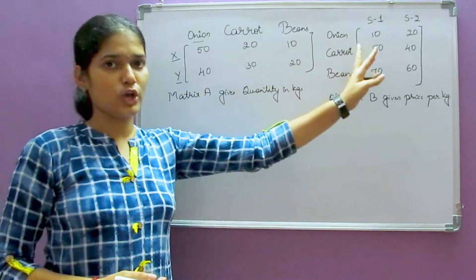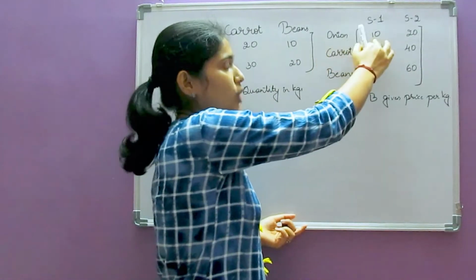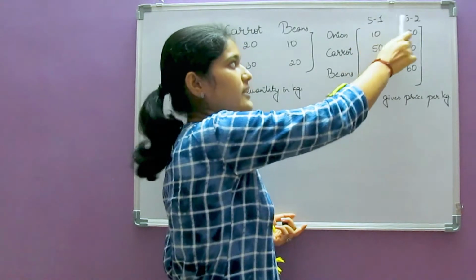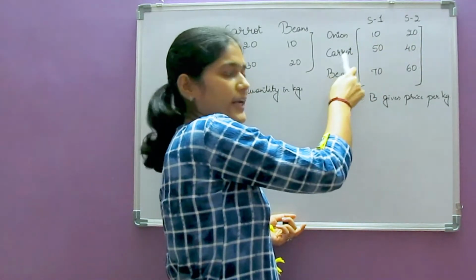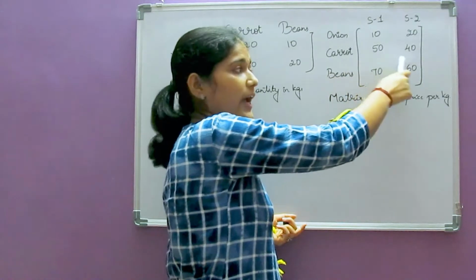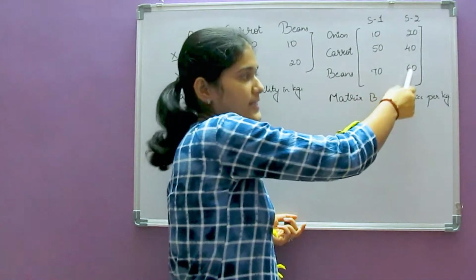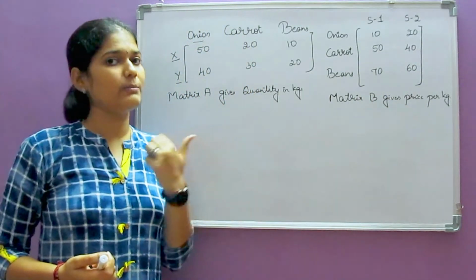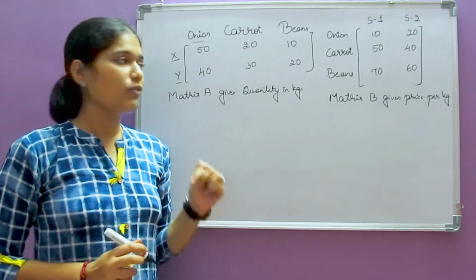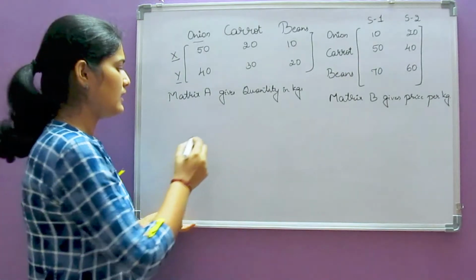They have two shops near to them, in which the price for onion in shop 1 is 10 rupees per kg, whereas in shop 2 it is 20 rupees. Similarly, for carrot, it's 50 rupees in shop 1 and 40 rupees in shop 2. And for beans, 70 rupees in shop 1 and 60 rupees in shop 2. They want to know which shop will be cheaper for them. So, to find this out, matrix multiplication came. Let's see.